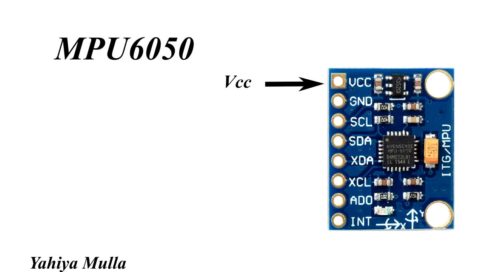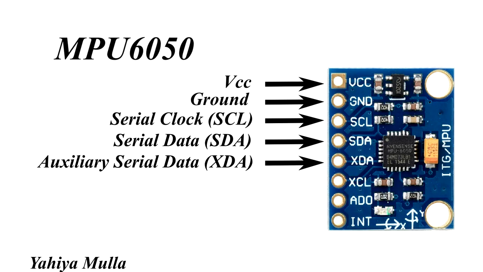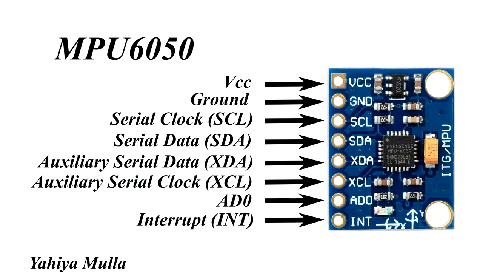MPU6050 has a VCC pin, which provides power for the module, and can be +3 or +5 volts. Ground pin is connected to ground. Serial clock or SCL pin is used for providing clock pulse for I2C communication. Serial data or SDA pin is used for transferring data through I2C communication. Auxiliary serial data or XDA pin is used to interface other I2C modules with MPU6050. Auxiliary serial clock or XCL pin is used to interface other I2C modules with MPU6050. AD0 pin is used to vary the address if more than one MPU6050 is used. Interrupt or INT pin indicates that data is available for the MCU to read.